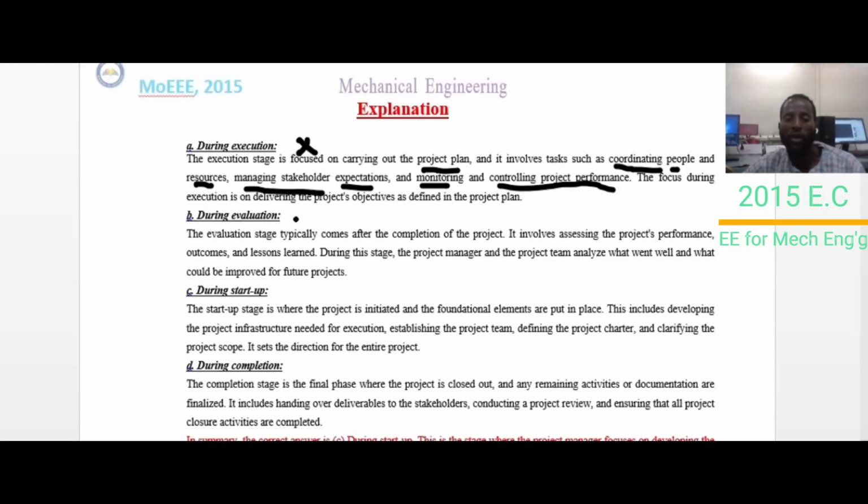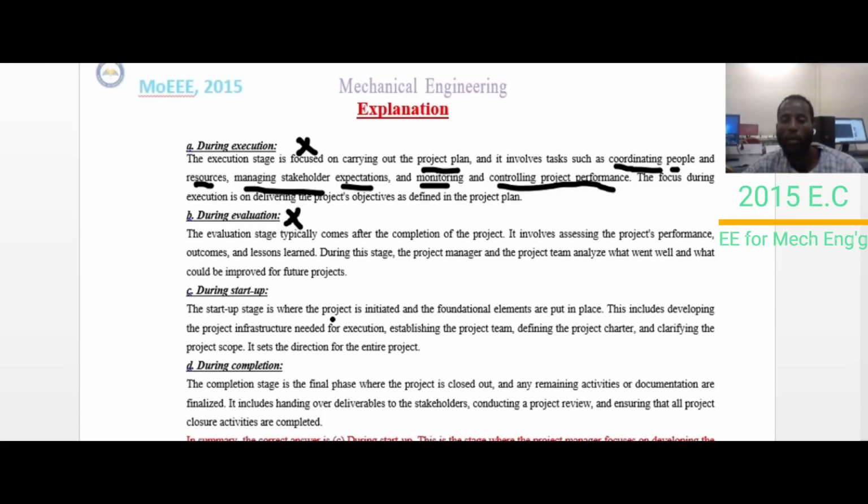In B, during evaluation, this stage typically comes after the completion of the project. Usually, we evaluate the project after completing it. It may be during the project also. When we are performing the project, we can evaluate it to ensure whether we are in line with our plan, ahead of our plan, or lagging from our plan. So it involves assessing the project's performance, outcomes, and lessons learned during this stage. The project manager and the project team analyze what went well and what could be improved for future projects. So this is also not the right stage to focus on providing the infrastructure needed for the project. The other is during startup.